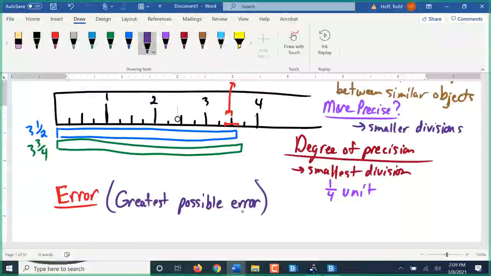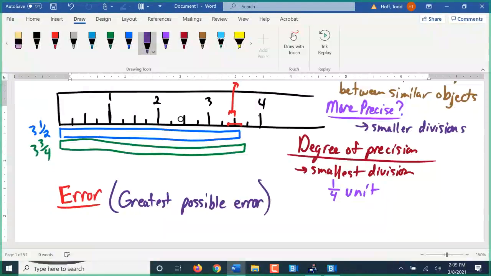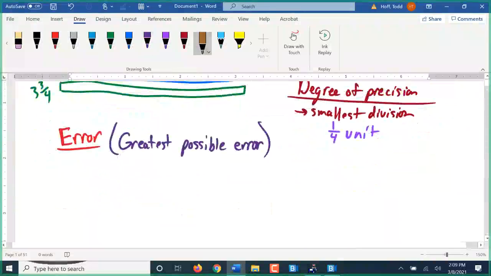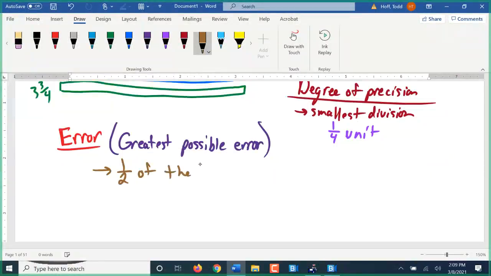And by greatest possible error, I mean that's if human error is out of the question, everything is done as correctly as it possibly can be. This is the biggest that the error in the device could be. And it is simply 1/2 of the degree of precision. It's halfway to the next unit. The degree of precision is the distance to the next unit.